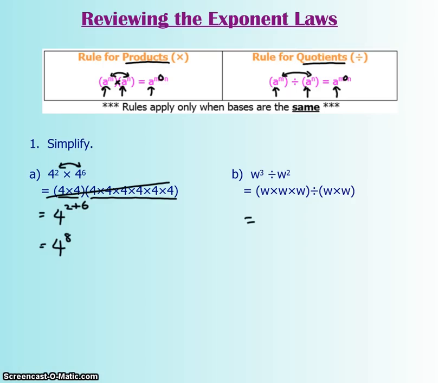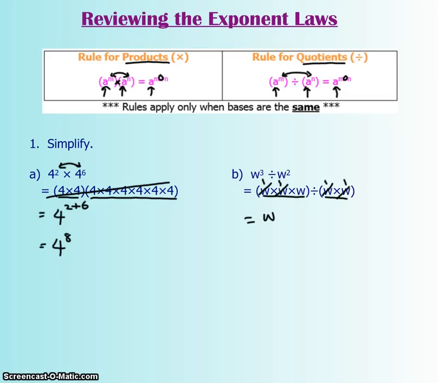Okay, for the next one, w cubed, so we have 3 w's, divided by w squared, so that's 2 w's. What's going to happen is each of these w's is going to cross off, one from the numerator and one from the denominator. Those are going to leave 1's. Then we're going to do it again, and we're left with 1's again. So technically, there is one w in the numerator.